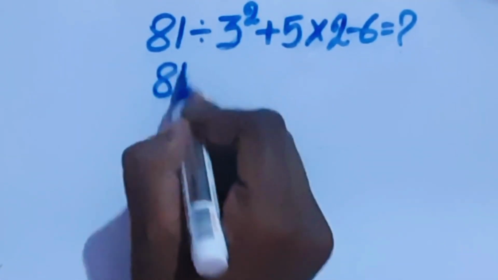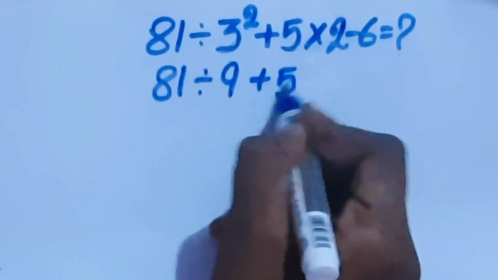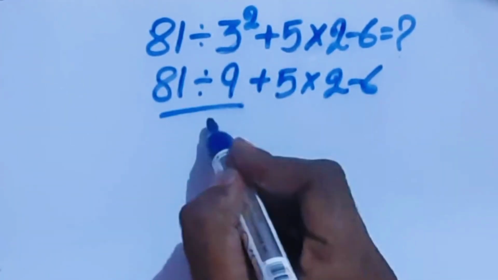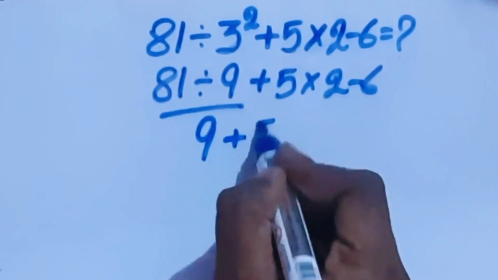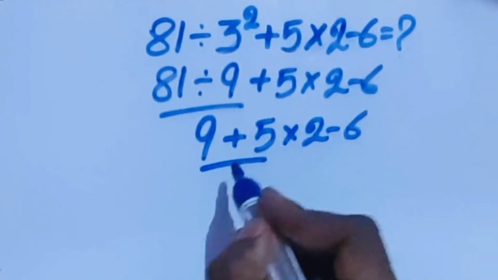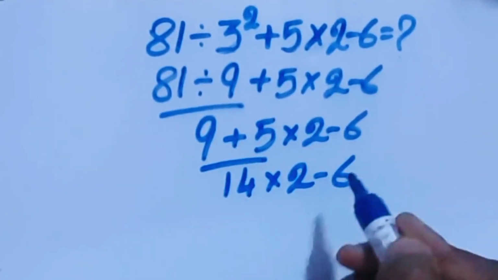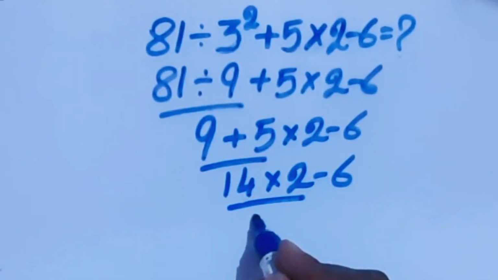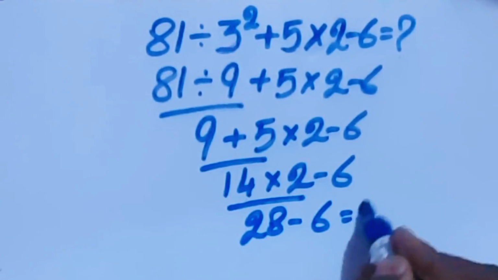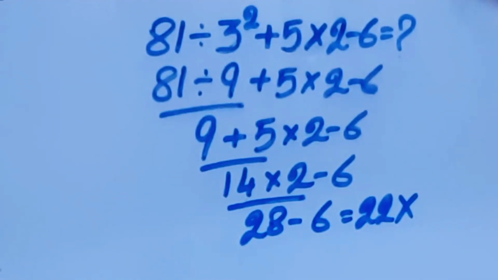Hi guys, here 81 divided by 3 square is 9 plus 5 times 2 minus 6. Here 81 divided by 9 is 9 plus 5 times 2 minus 6. Here 9 plus 5 is 14 times 2 minus 6. Here 14 times 2 is 28 minus 6. Here 28 minus 6 is 22, which is the wrong answer, as per the order of operations.